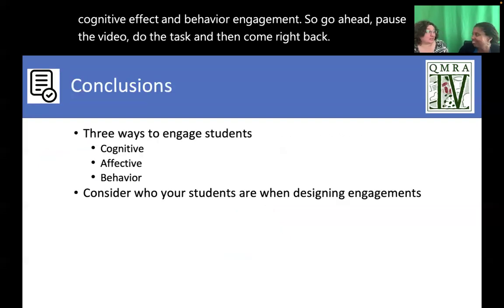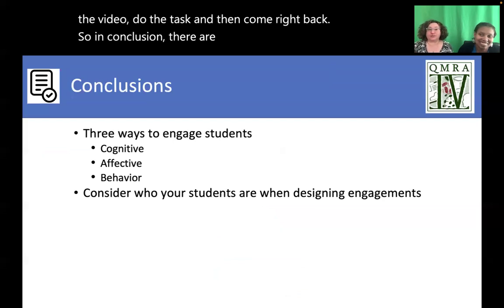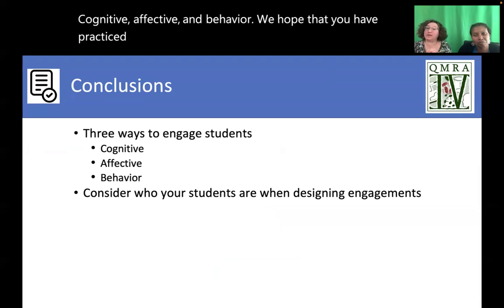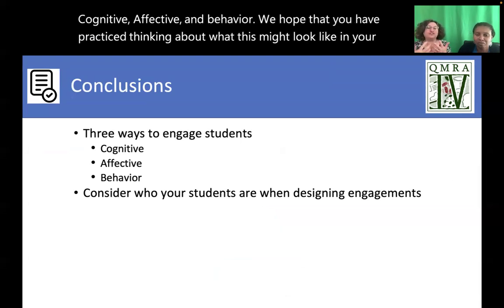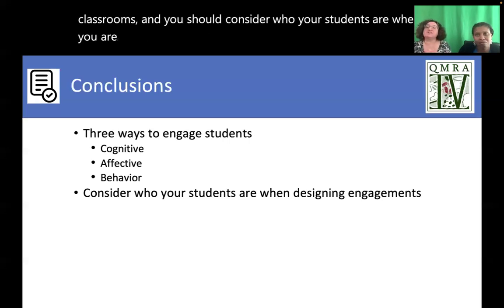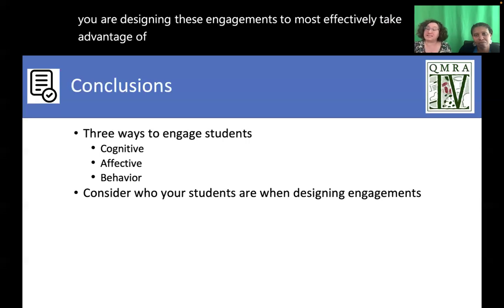So in conclusion, there are 3 ways to engage students: cognitive, affective, and behavioral. We hope that you have practiced thinking about what this might look like in your classrooms. You should consider who your students are when you are designing these engagements, to most effectively take advantage of technologies and other tools that exist and what your students are bringing to the classroom.